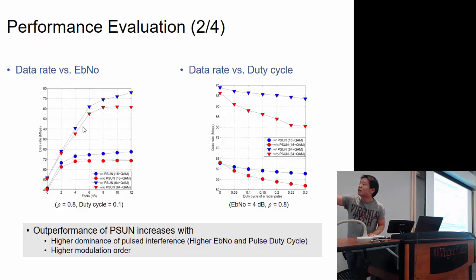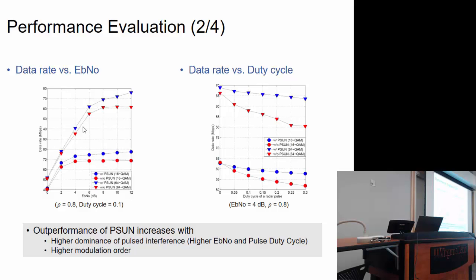So as the SNR becomes higher from 0 to 12, the relative dominance of pulse duty cycle becomes higher. So the message that I want to deliver from this slide by these 2 parameters is the relative dominance of pulse interference compared to the Gaussian noise. Then we can find the message that the outperformance of PSUN, the OFDM system equipped with PSUN, increases as the dominance of pulse interference gets higher.